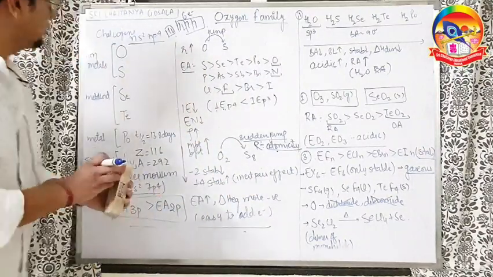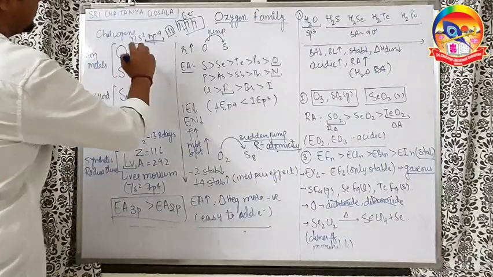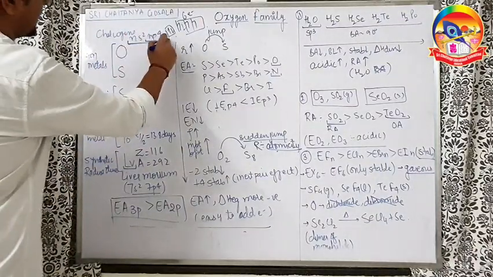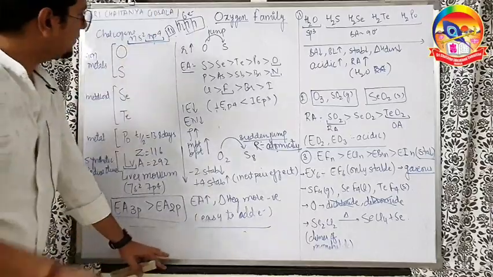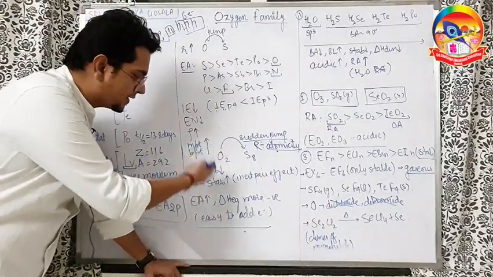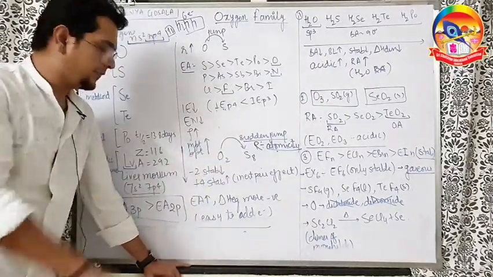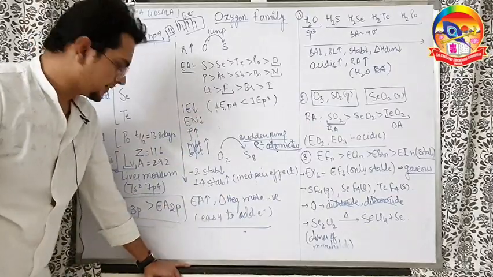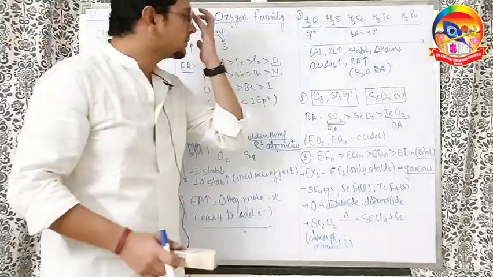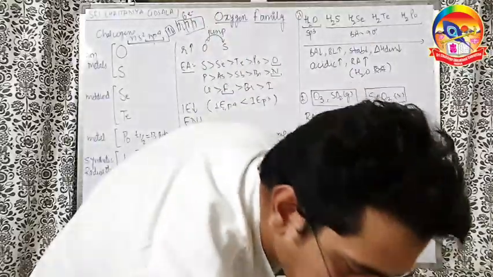Inert pair effect we very well know. If these 4 electrons participate in bonding, +4. If all of them participate, +6. And the stability of the lower oxidation state increases from top to bottom. That is inert pair effect. So +4 stability increases. Going ahead, talking about their hydrides, very simple.